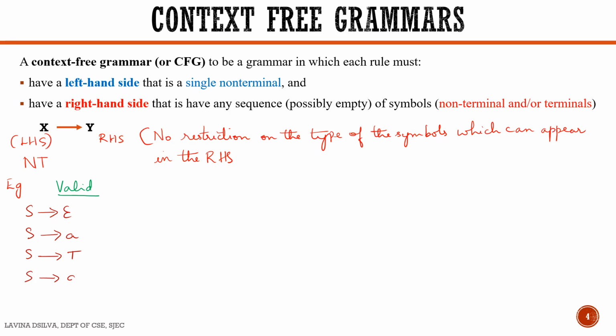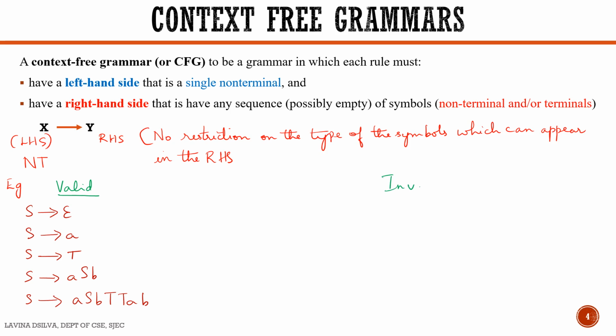S tends to aSb. Even this is allowed because it's a combination. This is an example of a combination of terminals and non-terminals. Another example can be something like aSb, TT, a, b, etc. So even this is valid. This is also a combination of terminal and non-terminal symbols.